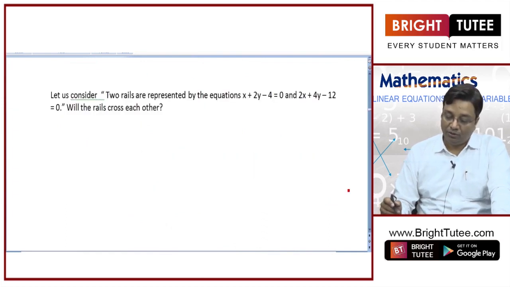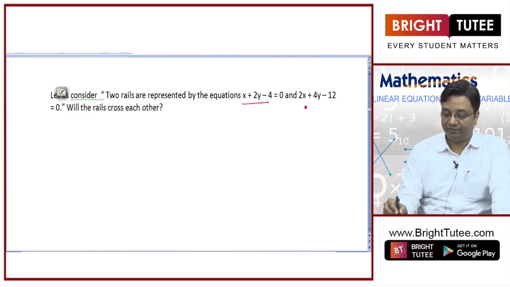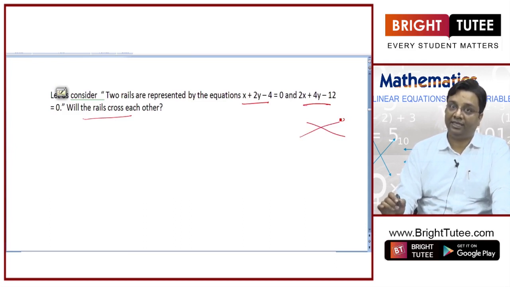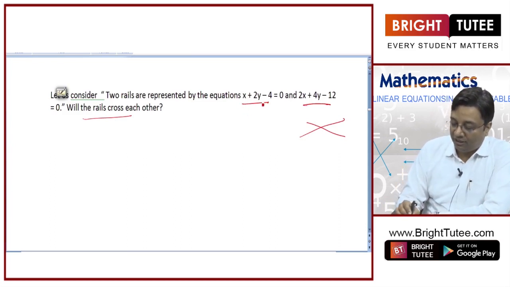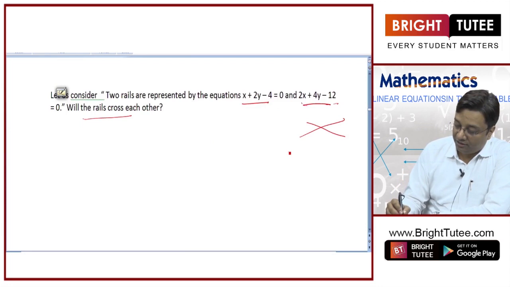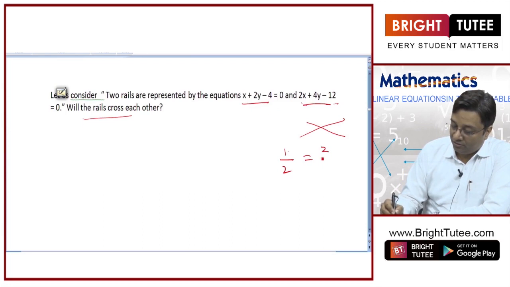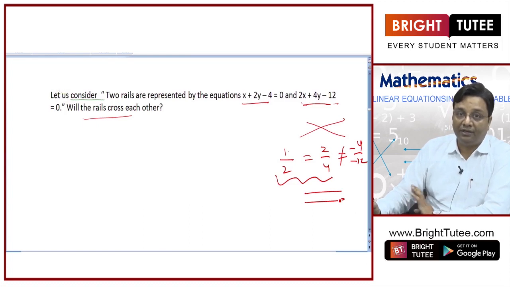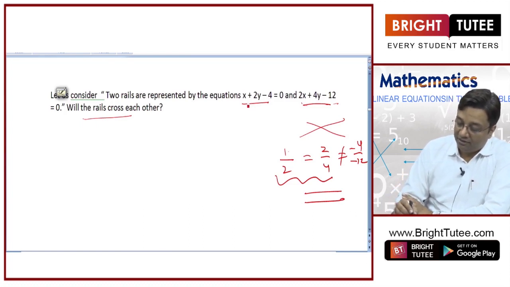Let us consider two rails are represented by these two equations. Okay. Will the rails cross each other? By crossing each other, it means intersecting lines. Will the lines be intersecting? So, this question we can answer based on our previous knowledge by comparing the coefficient ratios. 1 by 2 equals 2 by 4 is not equal to minus 4 by minus 12. So, we know that these lines are parallel lines and they will never cross each other. We can see by making the graph also, it will give us two parallel lines.